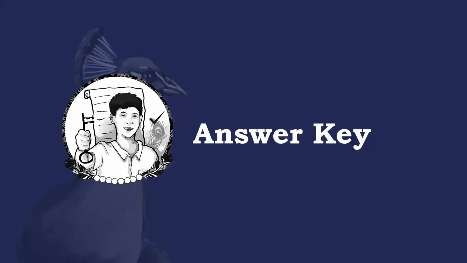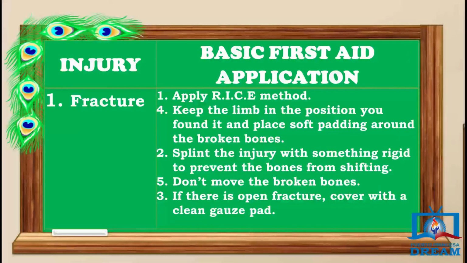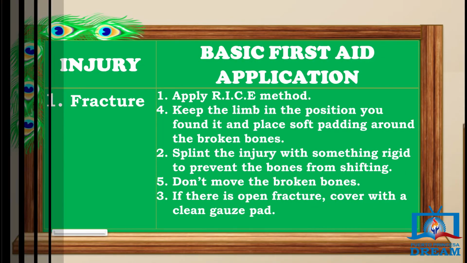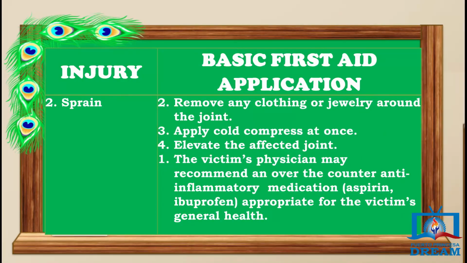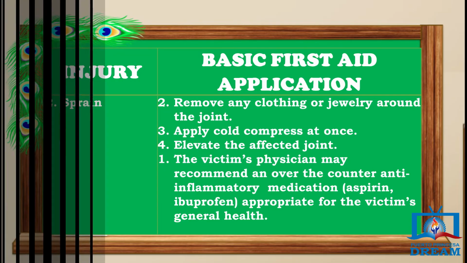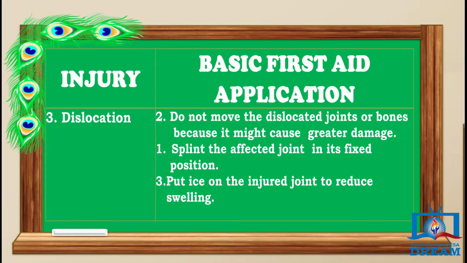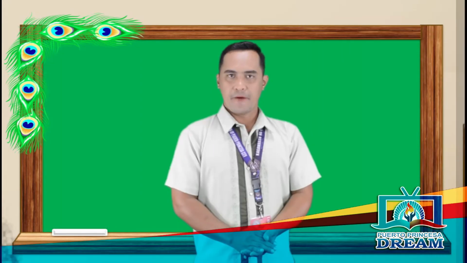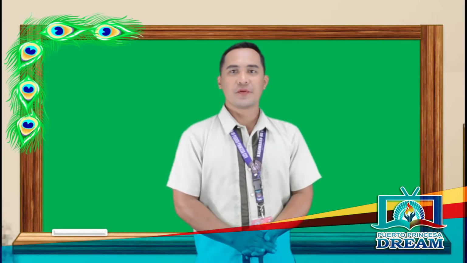Time's up. Let's check your work. For fracture injury, the correct sequence is 1, 4, 2, 5, 3. Next, for sprain injury, the correct sequence is 2, 3, 4, and 1. Next, the correct sequence for dislocation is 2, 1, and 3. You perfectly arranged all the procedures. Great job! It simply means you're hitting our goal.